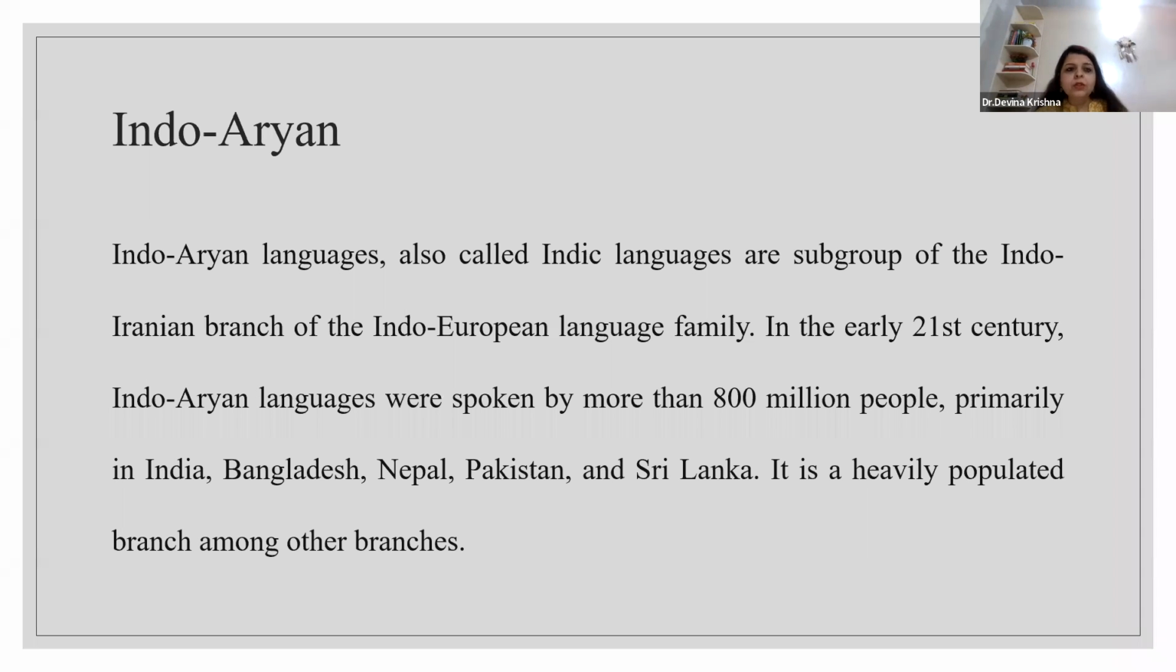Let us talk about the Indo-Aryan language group. Indo-Aryan languages, also known as the Indic languages, are a subgroup of the Indo-Iranian branch of the Indo-European language family. We know that the Indo-European language family is the broader term, so within that comes the Indo-Aryan group. It's a very heavily populated group. In the early 21st century, Indo-Aryan languages were spoken by more than 800 million people, primarily in India, Bangladesh, Nepal, Pakistan, and Sri Lanka. Indeed, it's a very heavily populated branch among all other branches.